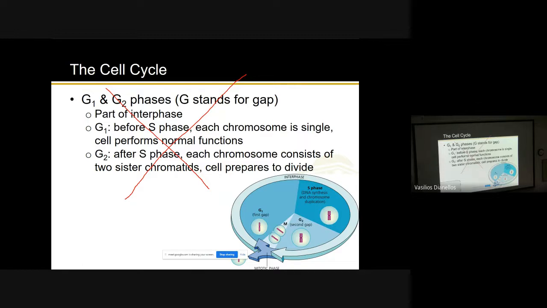But nonetheless, your book talks about it, and it is good to know these things, so let's talk about it. What happens in G1? Well, again, like I said earlier, G1 phase comes before the S phase. In this situation, actually, you know what? I take that back.